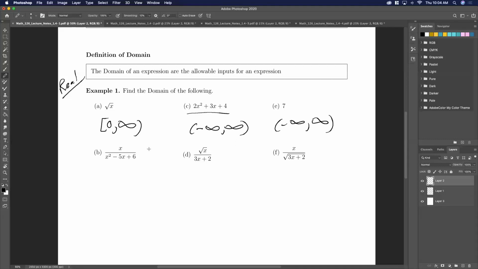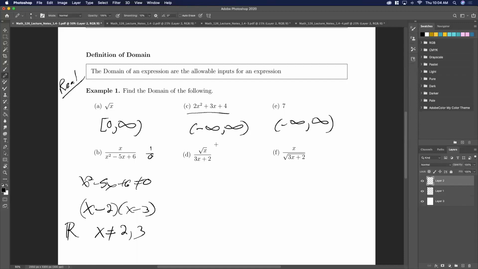For a fraction, I don't want a 0 on the bottom. So here I want x squared minus 5x plus 6 not equal to 0. And this actually is the reason we're going over this. So where is that at? It's x minus 2 and x minus 3. So the domain is all reals except x equal to 2 or 3.